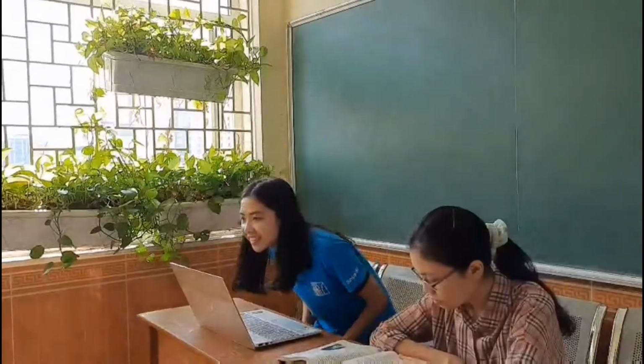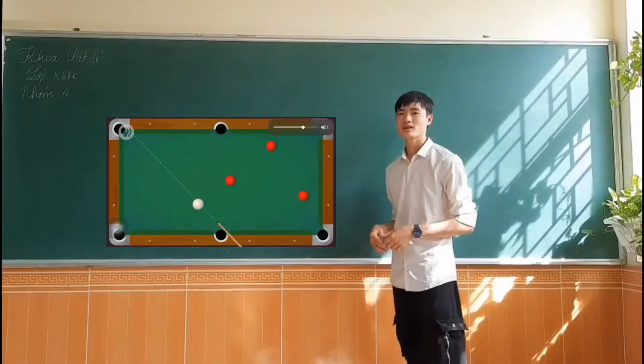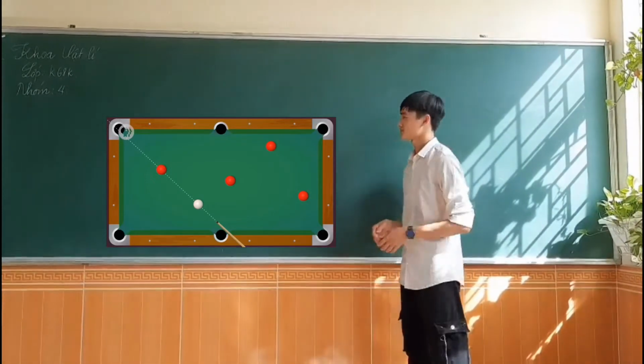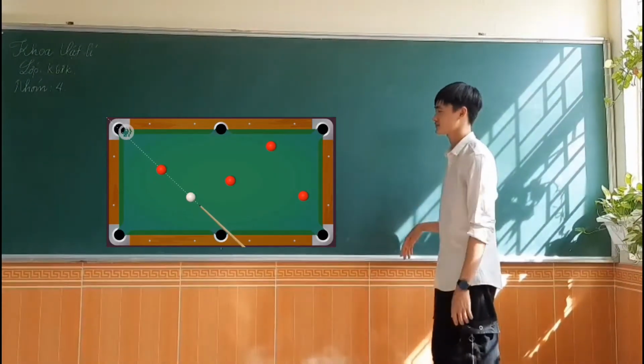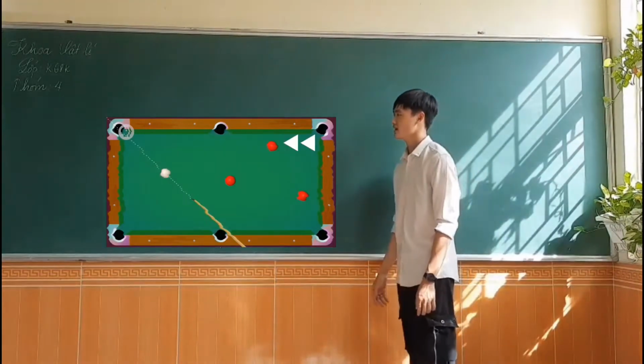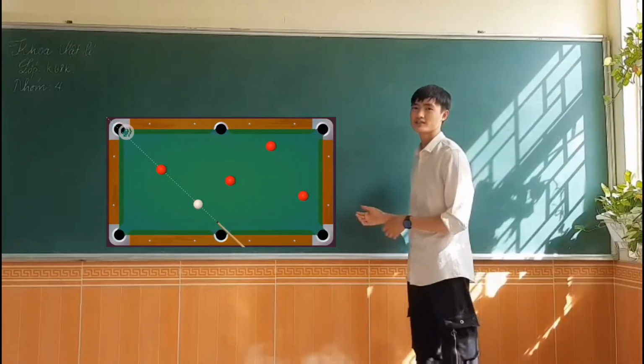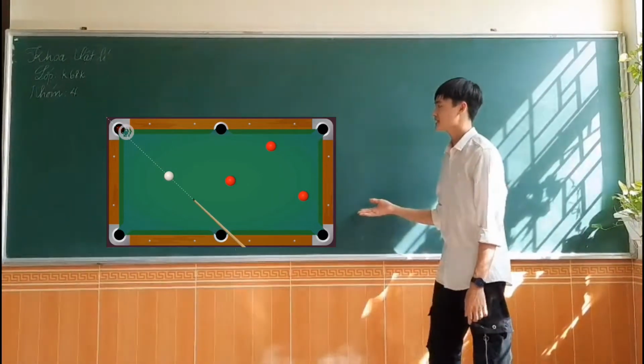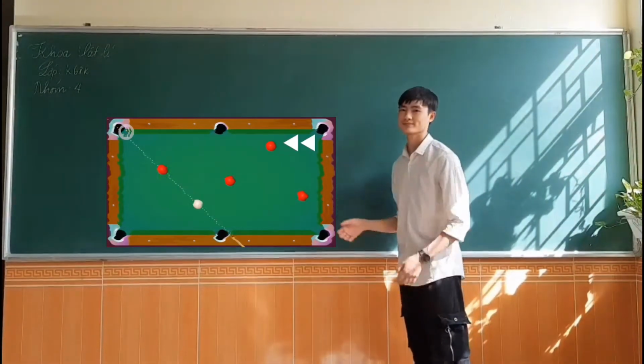Teacher, I think that after they hit each other, they will move in different directions. Thank you. Please sit down. So, let's see the result. After the collision, the white billiard ball will stay, and the red one runs away.